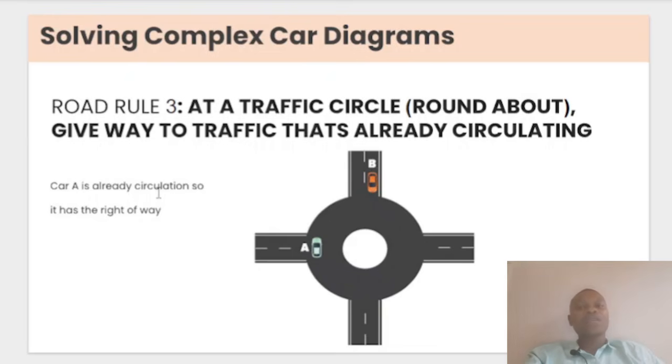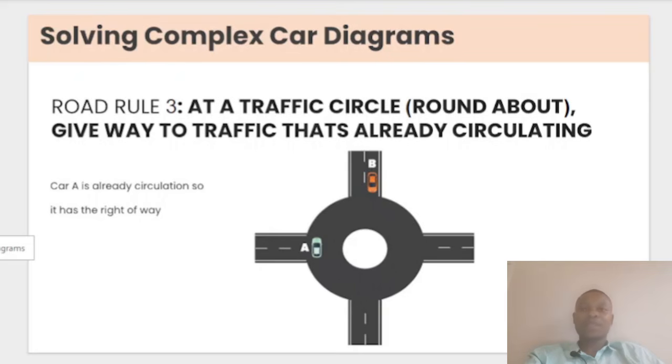And car A is already circulating, so it has the right of way. Car B should not enter the roundabout if its entrance can disrupt or stop the movement of car A, because it is supposed to give the right of way to car A. Car A is already circulating, so it has the right of way. So at a roundabout, give the right of way to traffic that is already circulating.